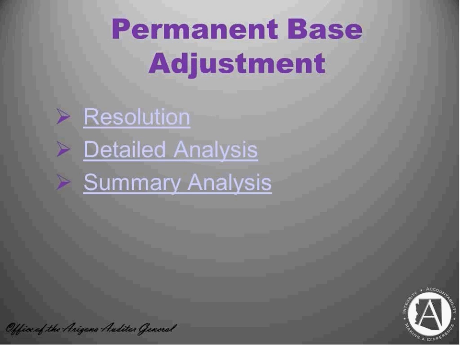Cities, towns, and counties are required to submit to our office for review a packet for a permanent base adjustment that includes the following 3 items: the resolution, a detailed analysis, and a summary analysis. This packet must be submitted to our office at least 60 days prior to the election and before printing the publicity pamphlet. Due to early voting requirements, however, 60 days may not be enough time for entities to have publicity pamphlets printed after our review.